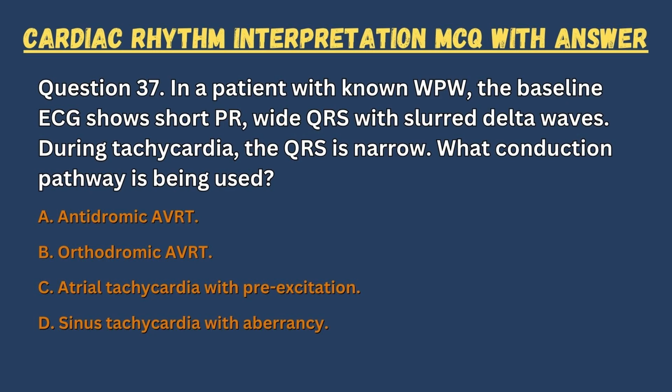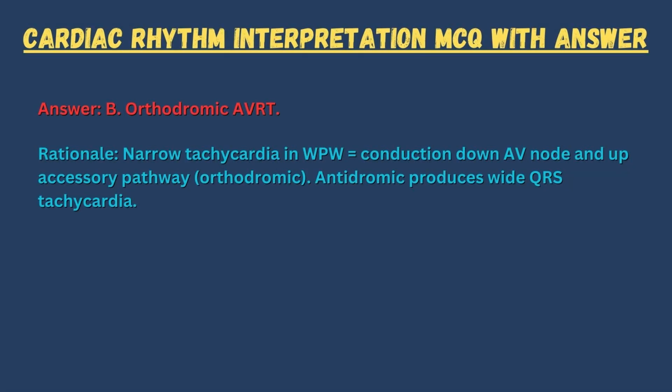What conduction pathway is being used? A. Antidromic AVRT. B. Orthodromic AVRT. C. Atrial tachycardia with pre-excitation. D. Sinus tachycardia with aberrancy. Answer: B. Orthodromic AVRT. Rationale: narrow tachycardia in WPW equals conduction down the AV node and up the accessory pathway, orthodromic. Antidromic produces wide QRS tachycardia.